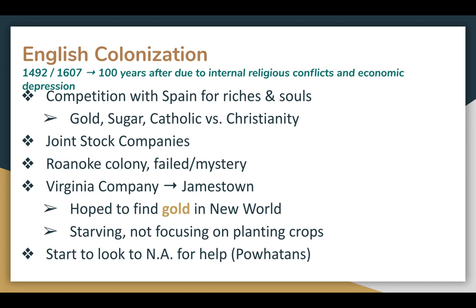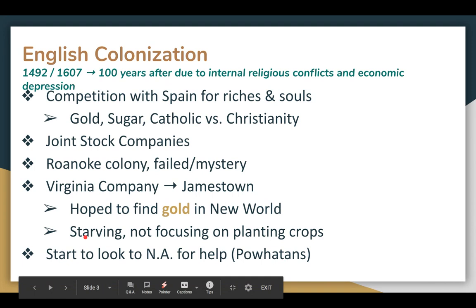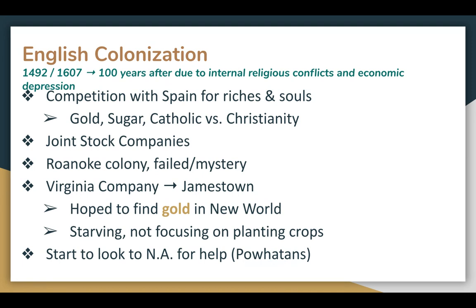But what's kind of crazy is that these people that were sent to the Americas were so focused on finding gold that, like what I said here, they started actually starving and almost starving to death. They didn't really know how to farm very well, and they weren't focusing on that. They were focusing on their one job, which is to find gold so that the joint stock companies are happy. And there's no gold in Jamestown, Virginia. There's none. And so they were starting to freak out, and they literally almost died.